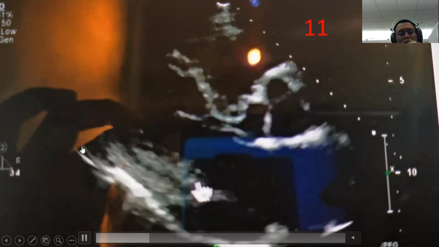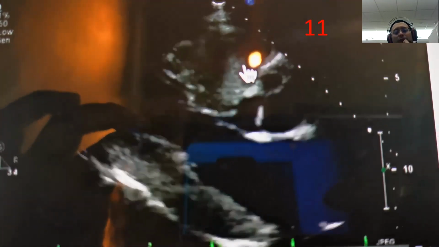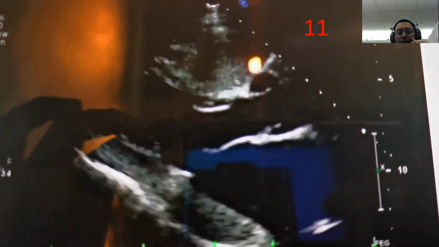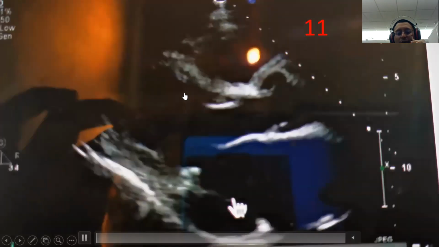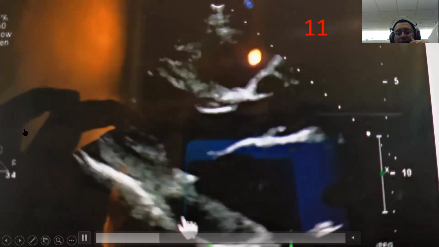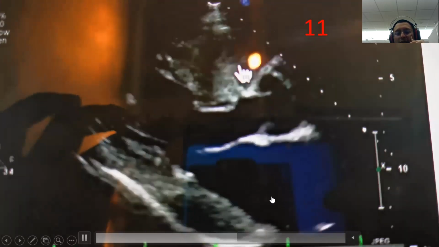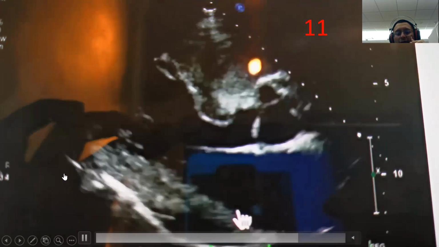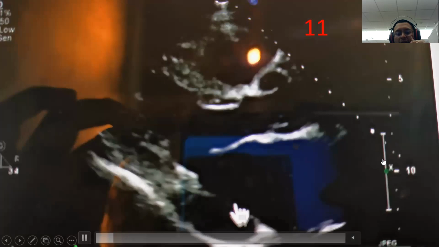This is a mirror image, is it? What bubble has to do with mirror image? It's not an artifact question. I put a bubble in this view. So this is a parasternal long axis view: left atrium, left ventricle, aorta, right ventricle.